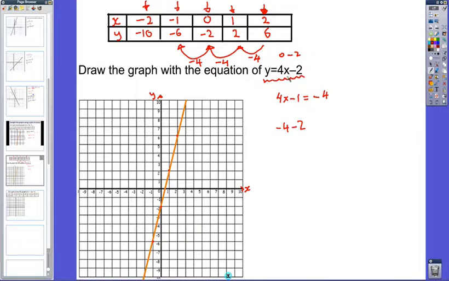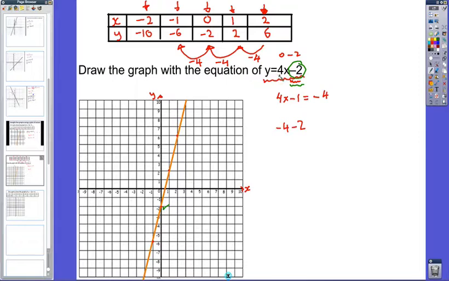Now we can check this by using the skills that we've learnt on determining the equation of a line. Remember, this minus 2 is your y-intercept. Does it go through minus 2? Yes, it does. It goes through the y-axis, which is at minus 2.